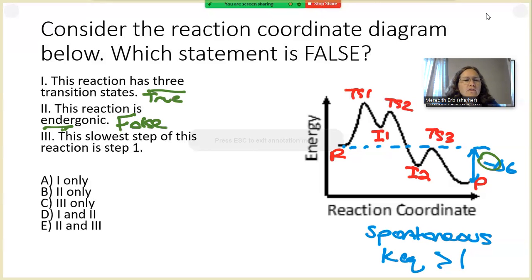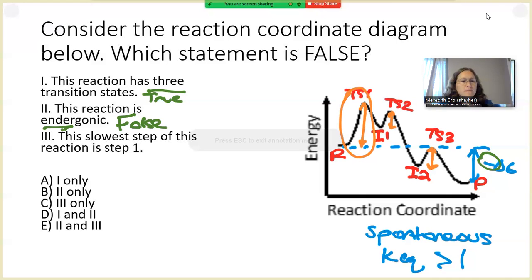Okay, last. The slowest step of this reaction is step 1, and that's not something that we thought about right off the bat, but we can apply it now. The slowest step of the reaction is going to be the one that has the largest activation barrier, right? So that's what we call the rate determining step. So if we look at all of our activation barriers, we have this first one right here, we have a second one, and then a third one right here. The largest one is in step number 1.